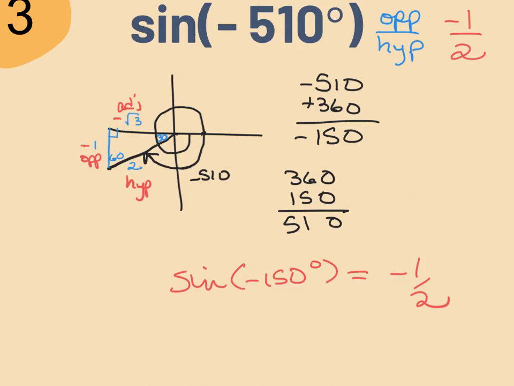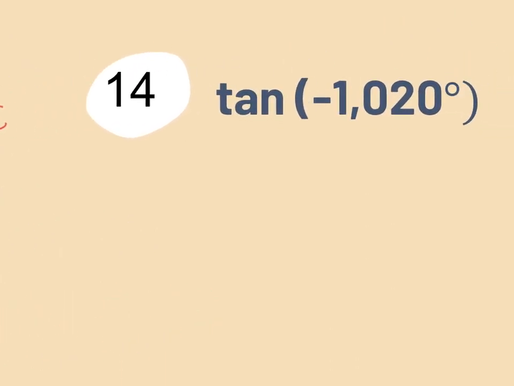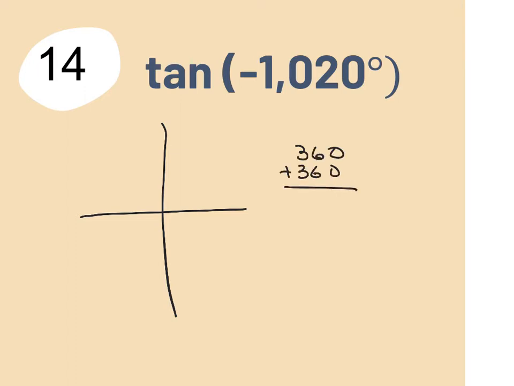So let's try the last example. It's negative 1020. So let's go ahead and draw this. Again, we're going to have to swirl around. So you can do it 2 ways. You can either start adding 360 until you get to the 1020. So one circle around, and it's negative, so I'm going clockwise.